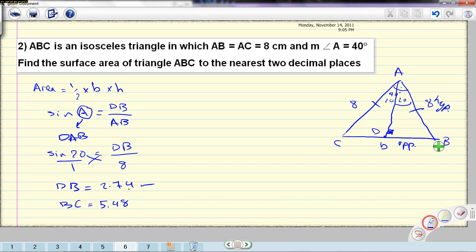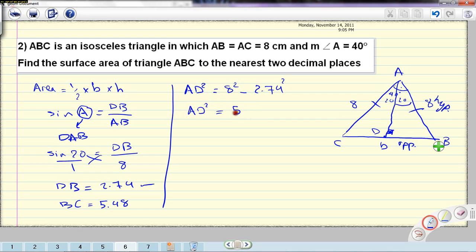Okay, I get BC, which is the base, and the base is 5.48 or 5.5. I want to get AD. I'm gonna use Pythagoras rule to get AD. AD to the power of 2 equals 8 to the power of 2 minus DB, and DB it's 2.74 to the power of 2.